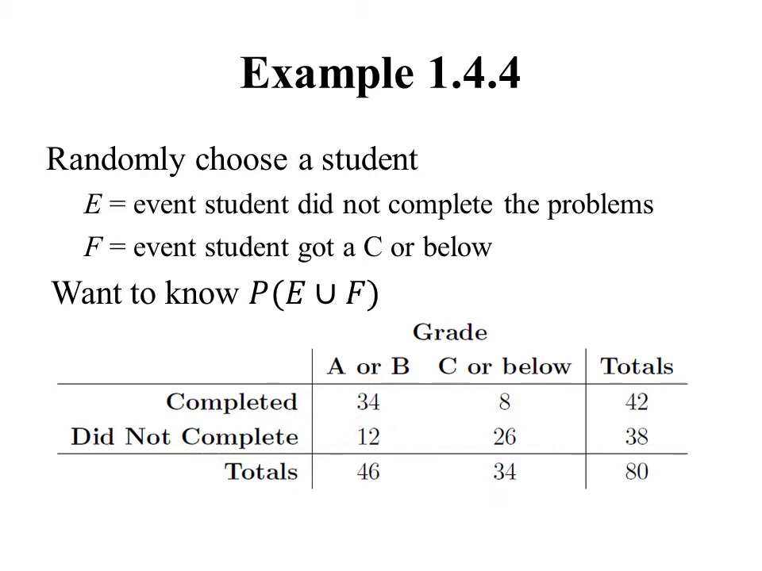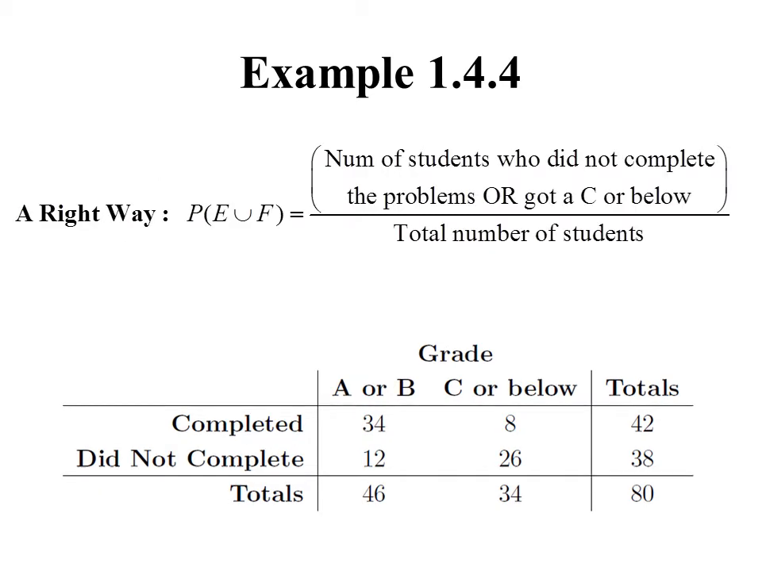Okay? So what we're going to do here is randomly choose a student from this group of 80, and let E denote the event that the student did not complete the problems, and F denote the event that the student got a C or below. We want to calculate the probability of E or F, E union F. Okay. So let's look at one right way that we could do this problem.